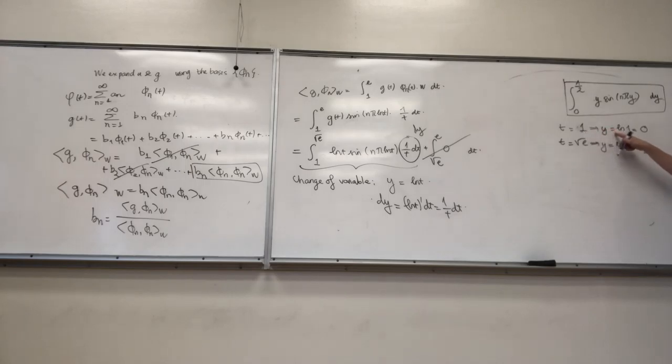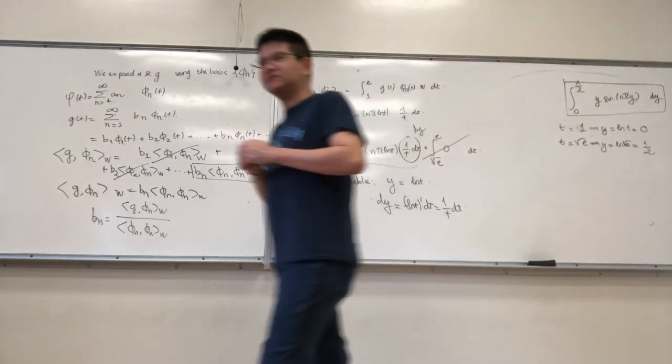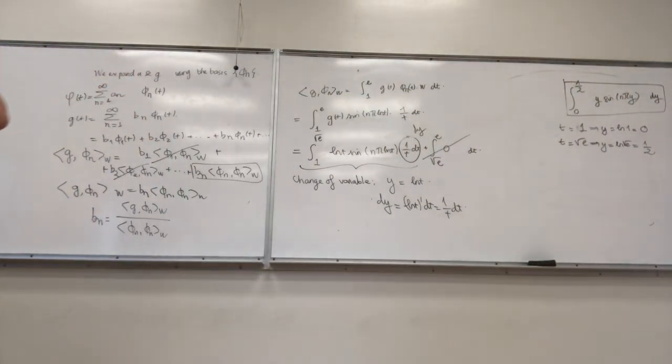When t is 1, y is 0, so I put 0 here. When t is square root of e, y is 1 half, so I put 1 half here. Log t will be y, and this is sin(n pi y) dy, right? So how can I compute this integral? Yes?